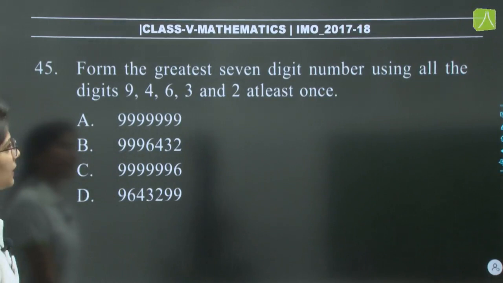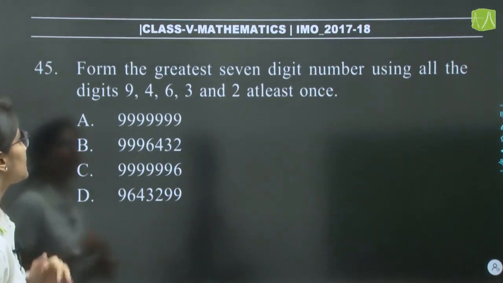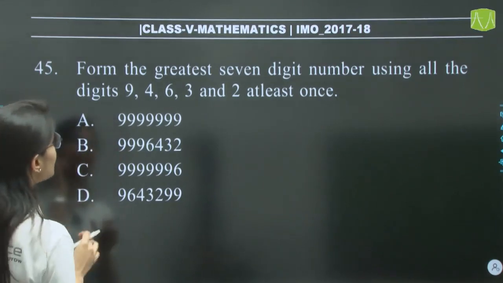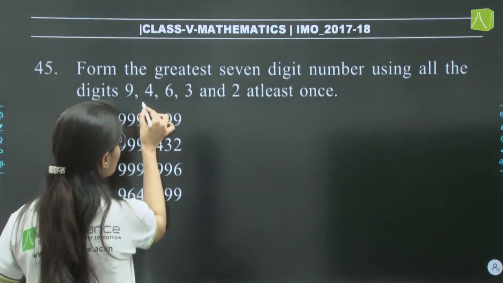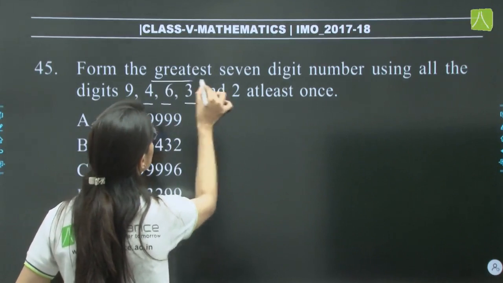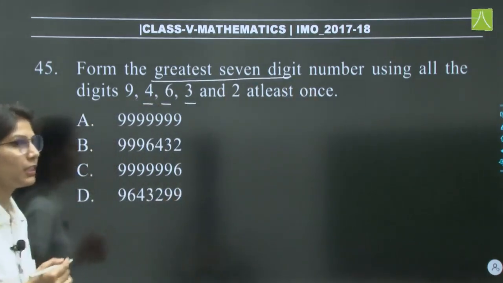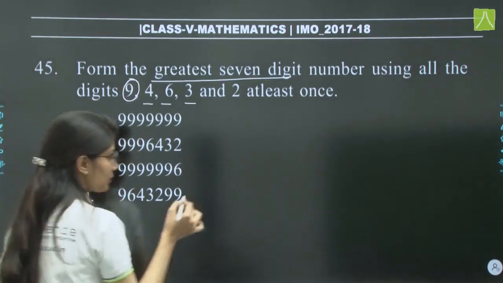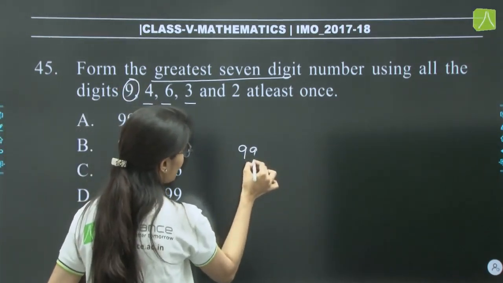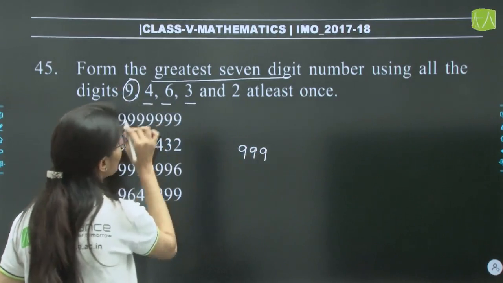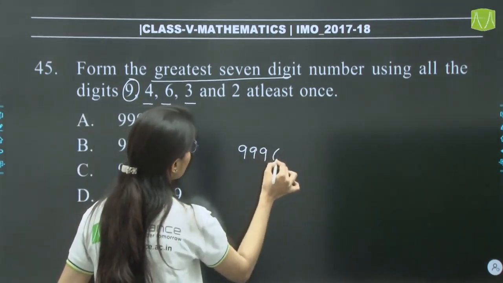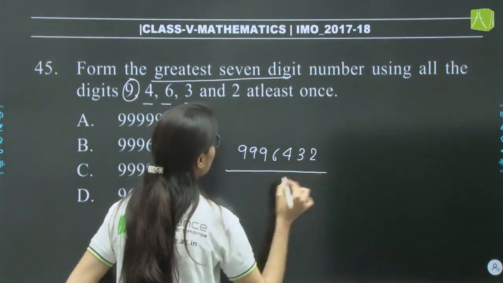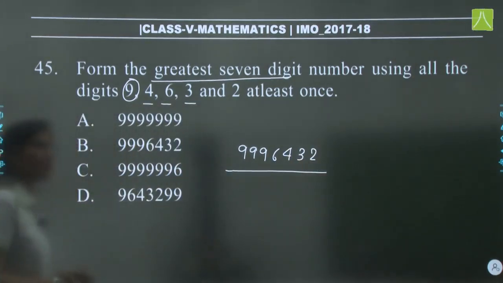Form the greatest 7-digit number using all the digits 9, 4, 6, 3 and 2 at least 1. So we have to use all these digits at least 1 time and we have to make the greatest 7-digit number. So for the greatest 7-digit number, we have to use the greatest digit, that is 9, 3 times. So first write this 9 3 times and then the other numbers in descending order. So you can write it as 6, 4, 3, 2. So this number will be the greatest 7-digit number.